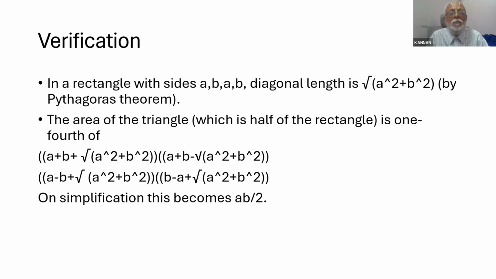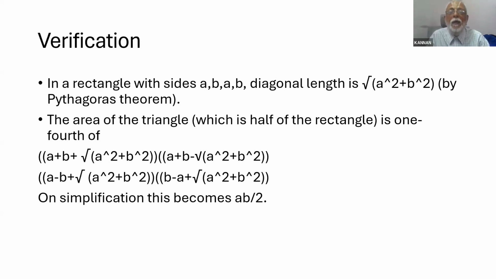For example, if you take a rectangle, all rectangles are cyclic. That can be easily proved. For rectangles, if the sides are A, B, then using Brahmagupta's formula, I can calculate the area. And without that, for a rectangle, the area is already known to me. The area is length into breadth. It is A into B. AB should be the answer.